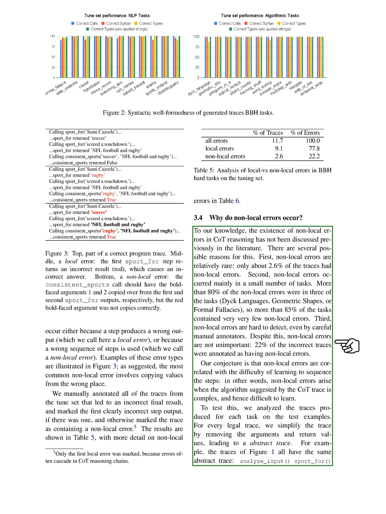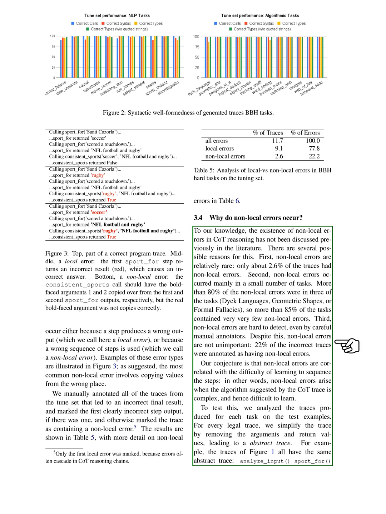Over 80% of these errors were concentrated in just 3 tasks: Dyck languages, geometric shapes, and formal fallacies, while more than 85% of tasks had very few non-local errors. Additionally, non-local errors are challenging to detect, even for careful annotators. However, they are significant, as 22% of the incorrect traces were identified as having non-local errors. We hypothesize that these errors are linked to the complexity of learning the correct sequence of steps, suggesting that they arise when the algorithm indicated by the COT trace is complicated and hard to learn.